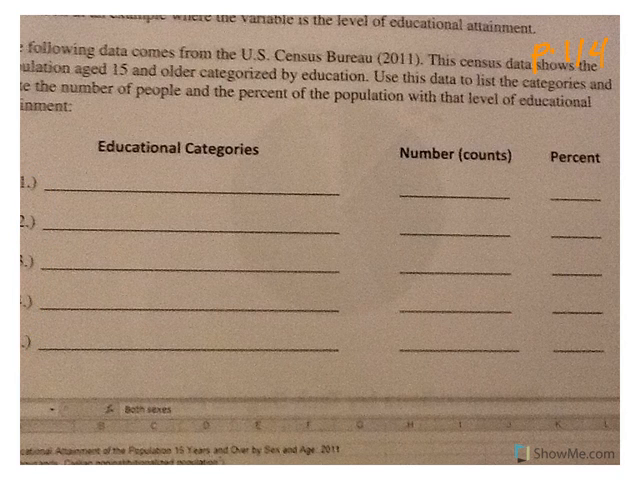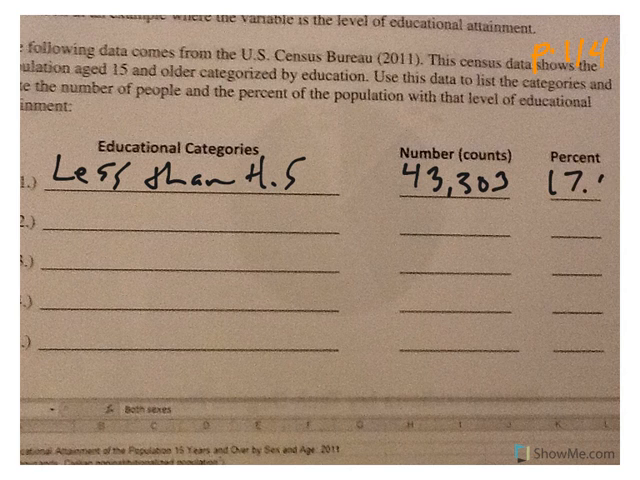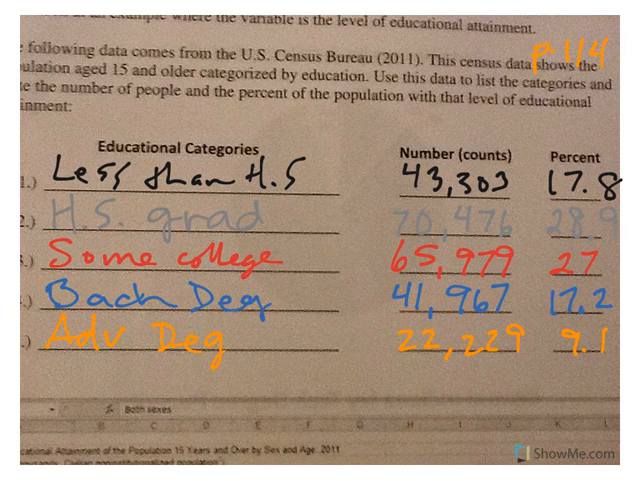So when you look at the table in your packet on page 114, you see the educational attainment. There are 5 levels. So the first one is less than high school. And you notice that less than high school is 43,303, and it's 17.8%. So 17.8%. Hopefully you see where I got that, because we're looking at both sexes total for the less than high school. Okay, go ahead, hit pause, and finish out the rest of these 4, high school graduate and so on.